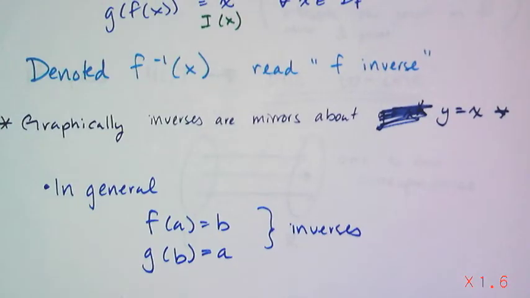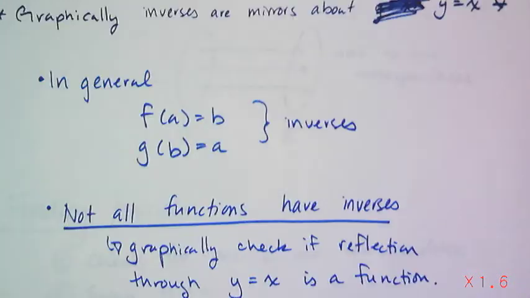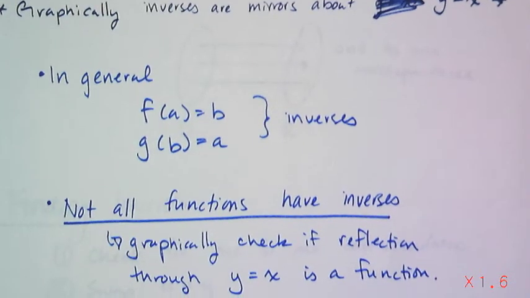Now, in general, for functions that are inverses of each other, if f of a equals b for one function, then if I input the b into the inverse function, I'm going to get the a out. So this is true for all inverses, and it's the only way inverses can work because they kind of undo each other. Now here's a very important note about inverses.